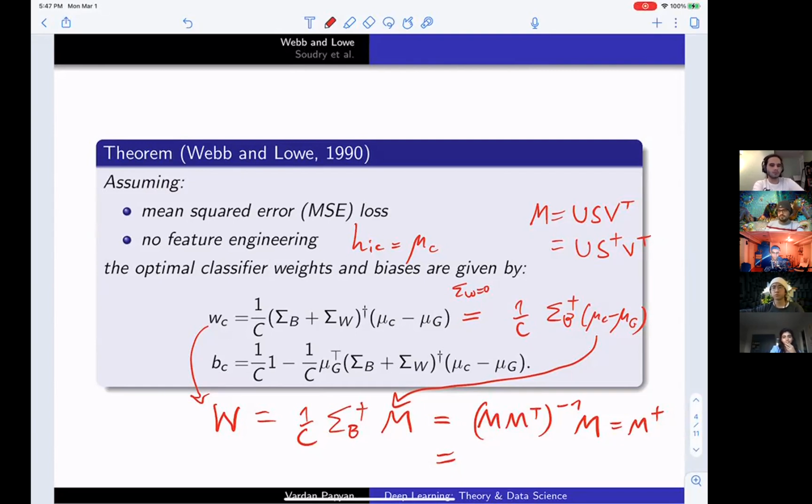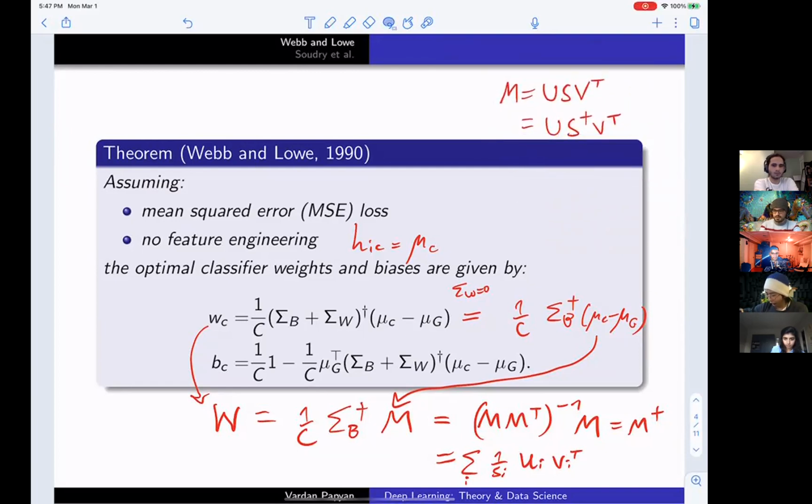So if we use the singular value decomposition, then we can write this as something like, let's say, sum over i of U_i V_i transpose and 1 over S_i. So this is another way of writing the singular value decomposition. You can see this from this equation. So here you can write this as the sum over U_i V_i transpose 1 over S_i. Does this look correct?